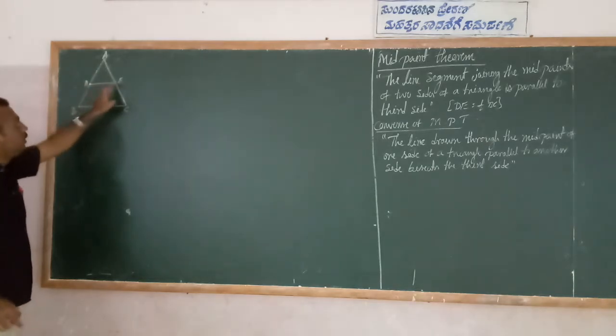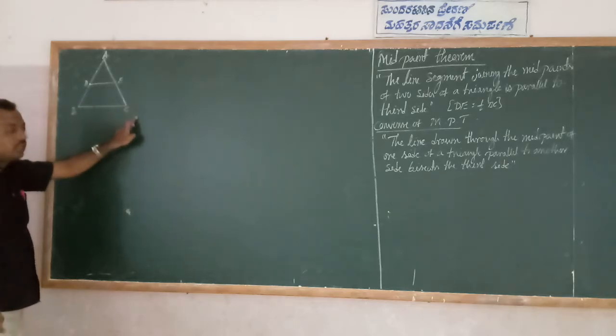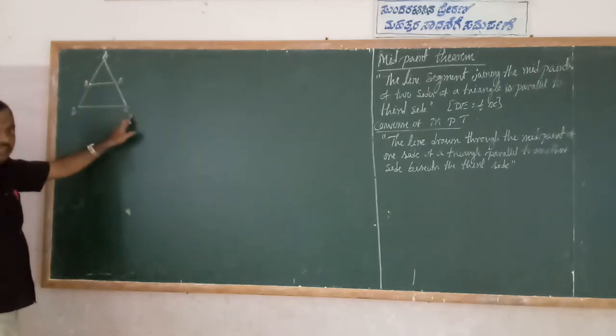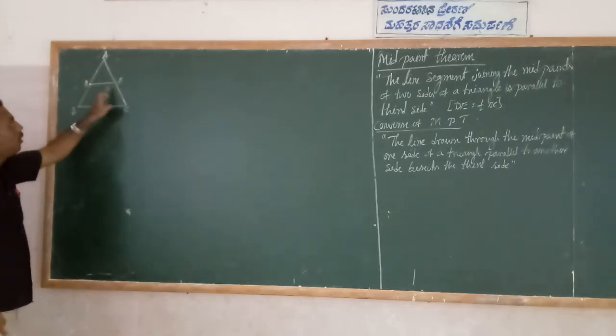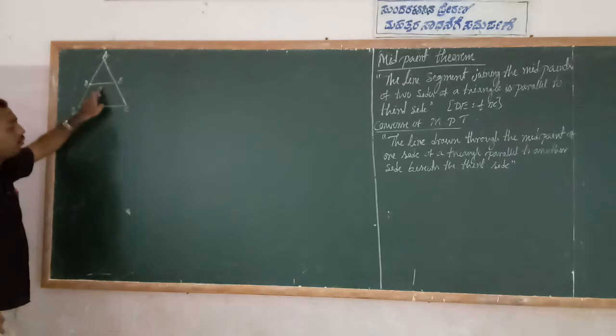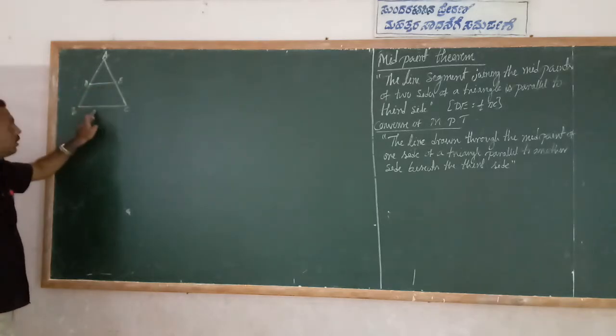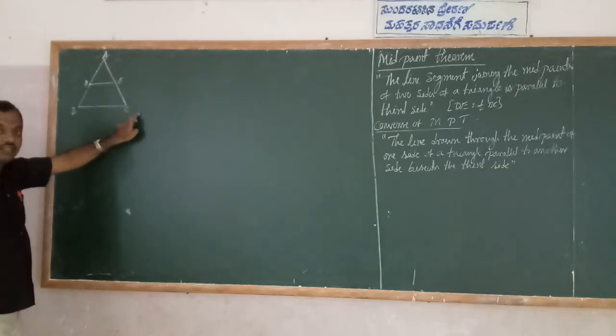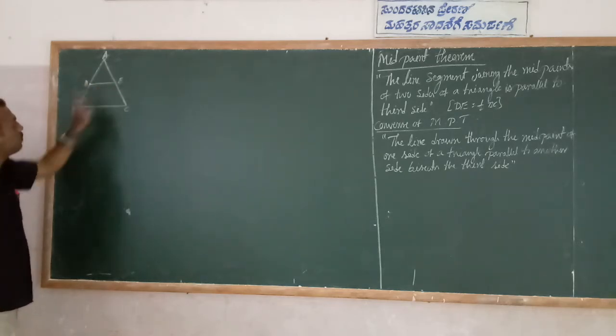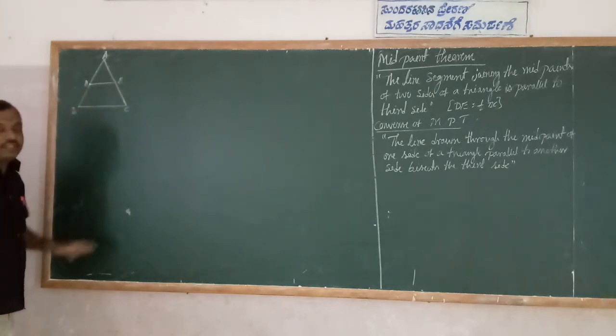What we have to prove is DE is parallel to BC. You can take any triangle. In any triangle, if you join any two midpoints, it forms a line segment. This line segment is parallel to the third side. The third side means BC. So we want to prove DE is parallel to BC. This is the meaning of this statement.